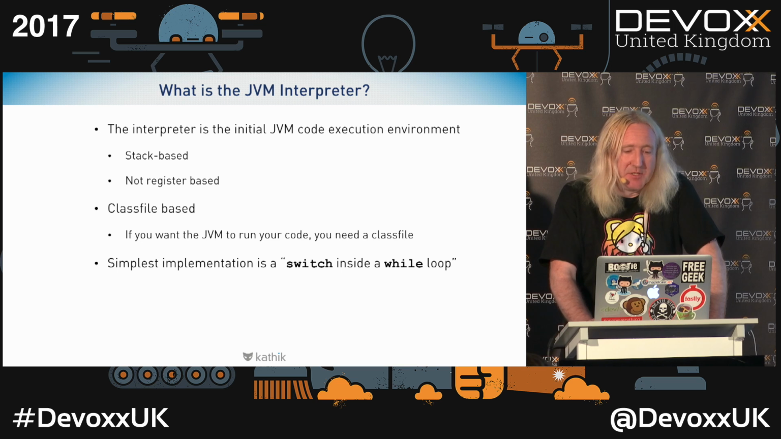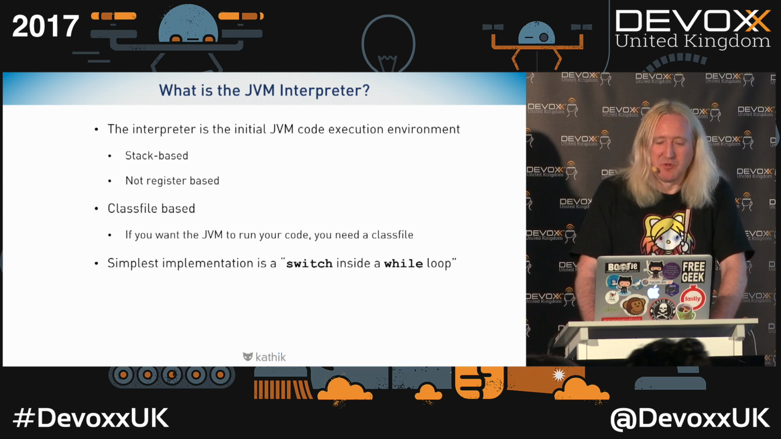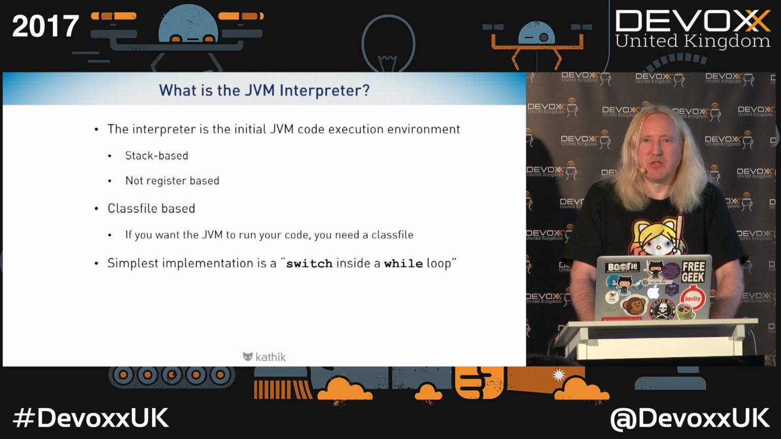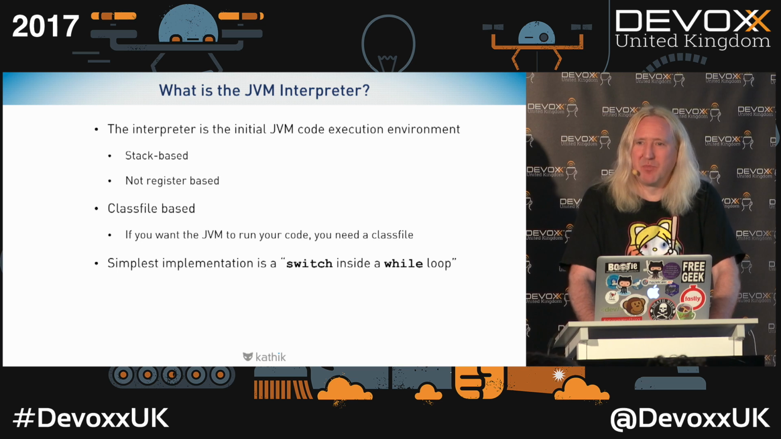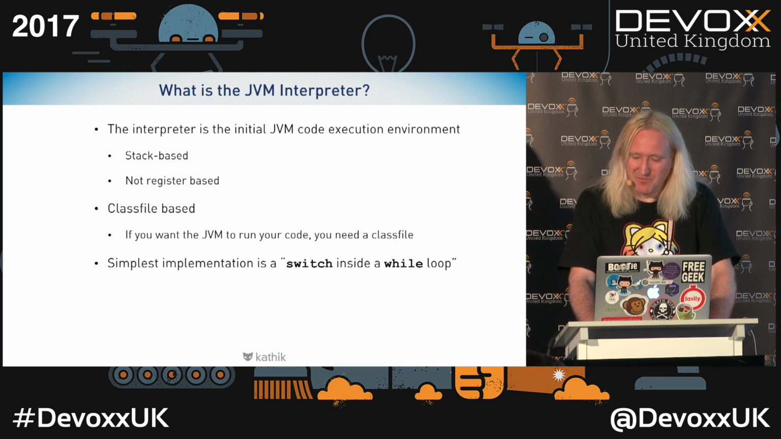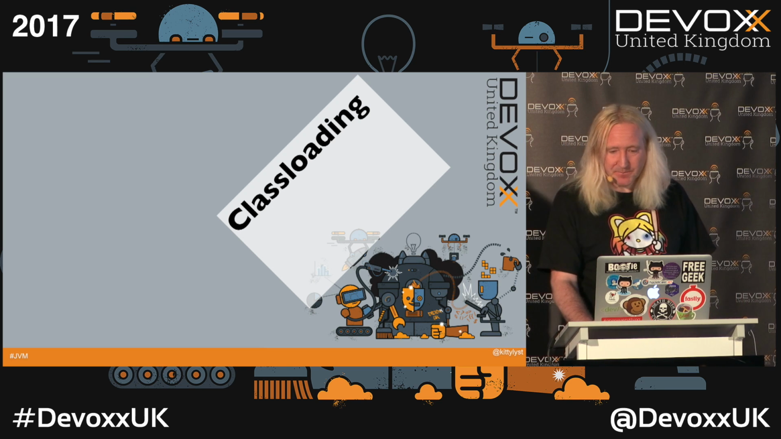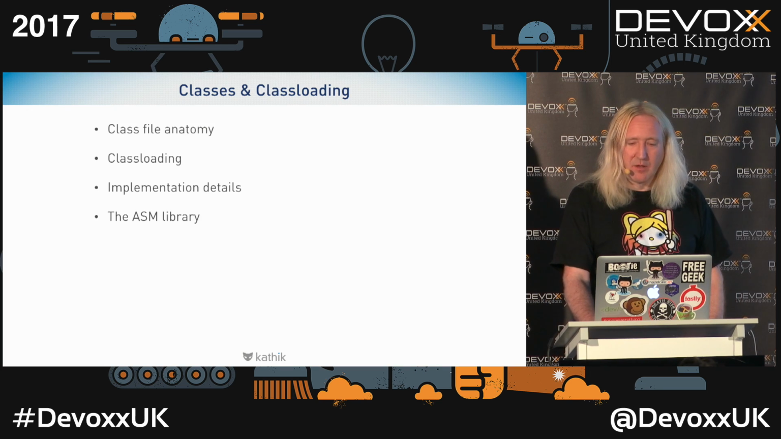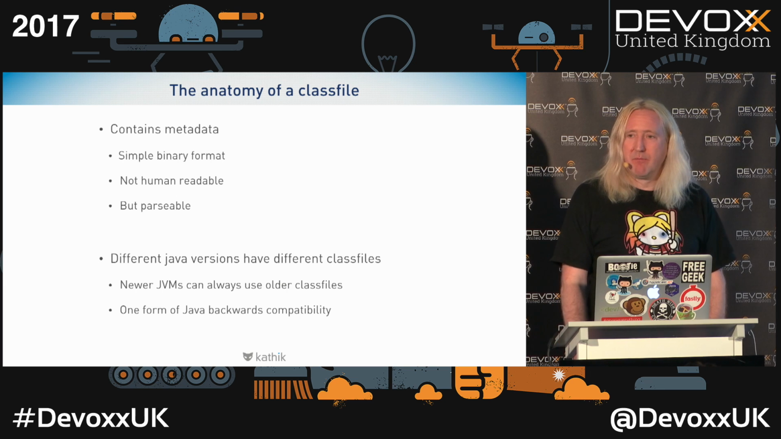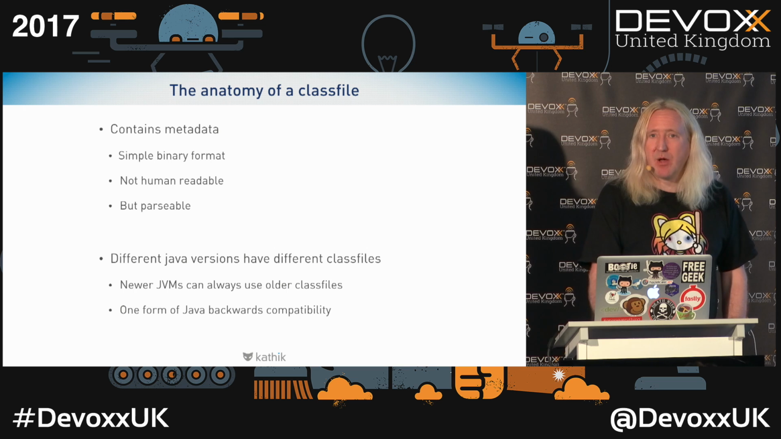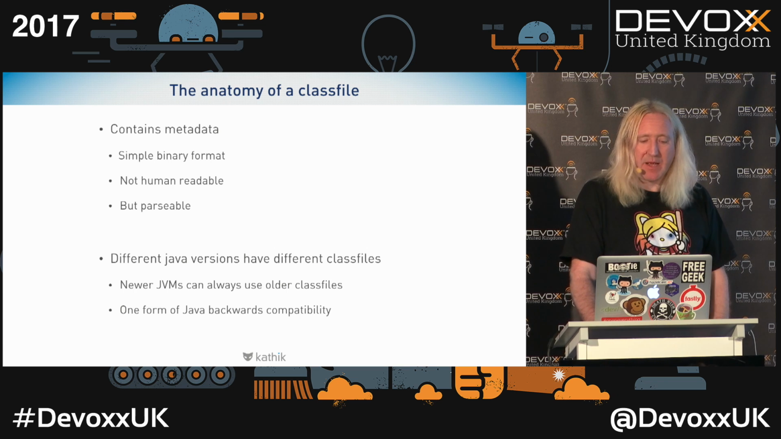Another note just about the interpreter, really, it's the initial environment, and if you want to make your own implementation, interpreters are best thought of as just switches inside while loops. Hotspot actually is quite a lot smarter than that, but that would take us down quite a rabbit hole. So, let's talk about class loading. So, the class file is basically a binary metadata file, which is not really human readable, but it is parsable, and it's not that bad to work with.